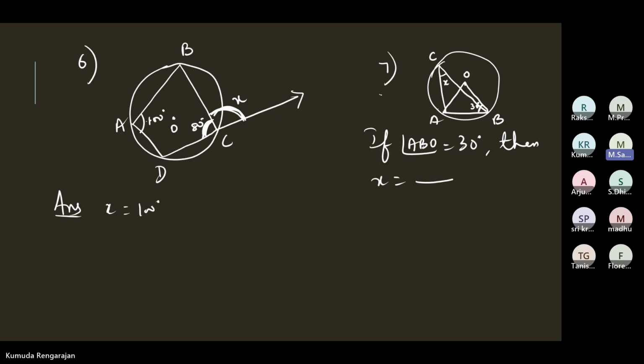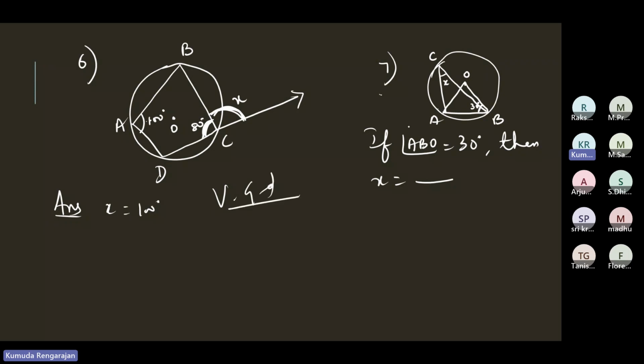Ma'am, if we add both angles OAB and OBA, we'll get 60 degrees. And by the angle sum property, we can say that angle AOB is equal to 120 degrees. And angle x is half of the angle AOB, therefore angle x is equal to 60 degrees. Very good, Sashank.